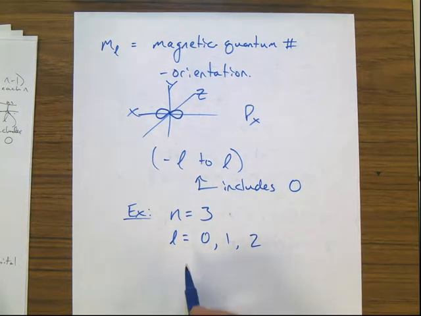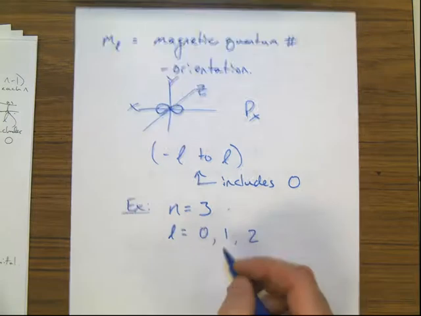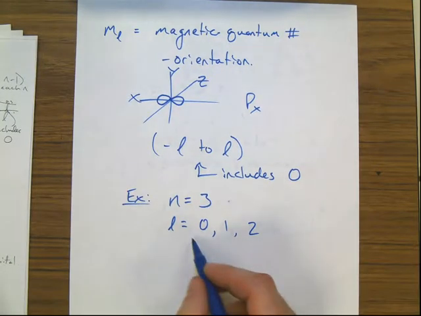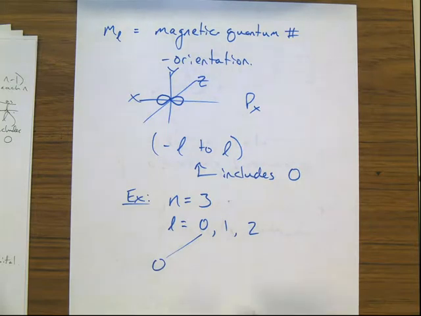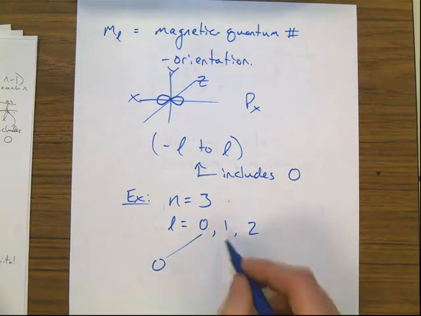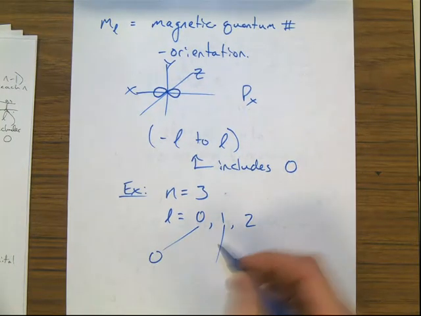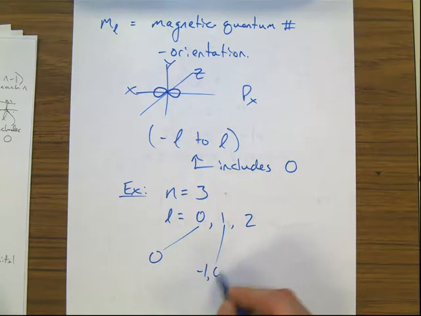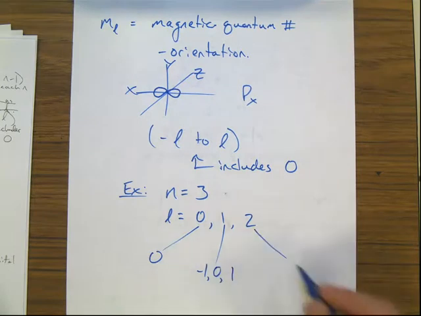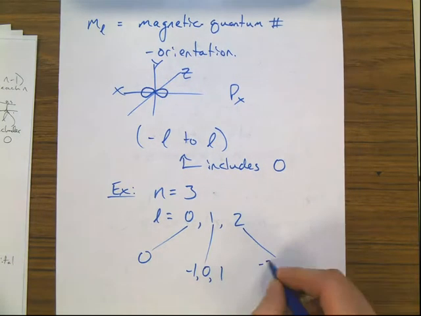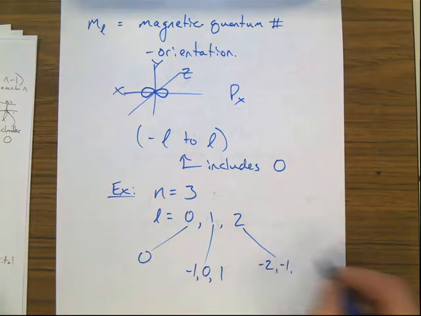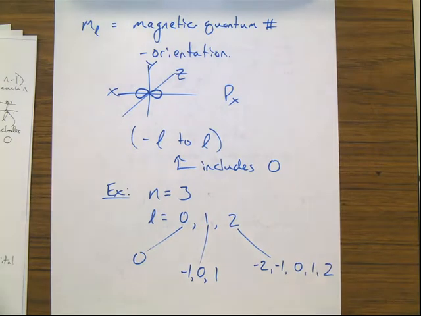And to figure out the magnetic quantum numbers for each of these, this one would just be 0, because it's negative L to L, and L for this one is 0. For the 1, it would be negative 1, 0, 1, and for the 2, it would be negative 2, negative 1, 0, positive 1, and 2. So if you're wondering, what the heck do all those numbers mean?